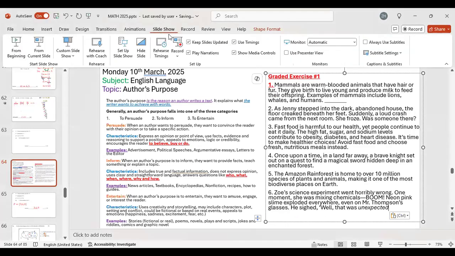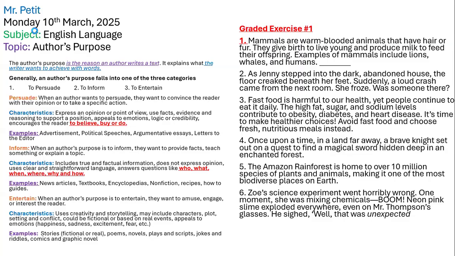All right, so let me just go ahead. Again, put your answers inside the chat for me, please. Make sure you number them, okay? Number 1, mammals are warm-blooded animals. They have hair or fur. They give birth to live young and produce milk to feed their offspring. Examples of mammals include lions, whales, and humans.